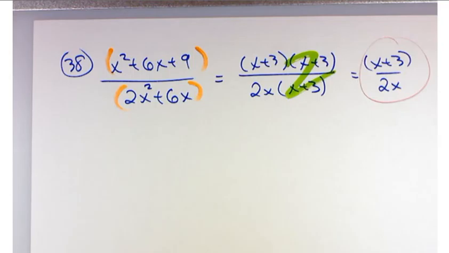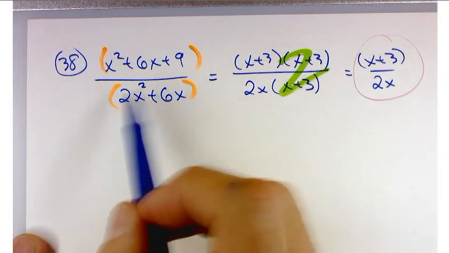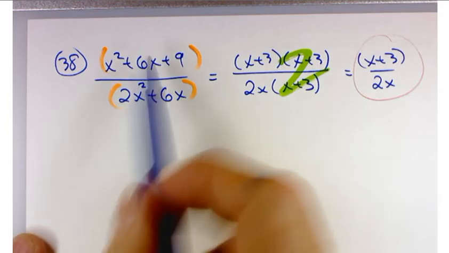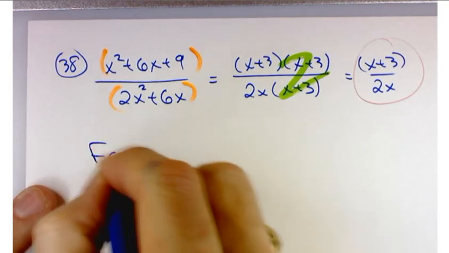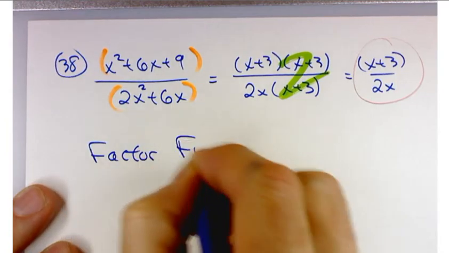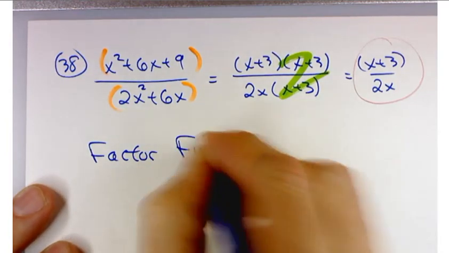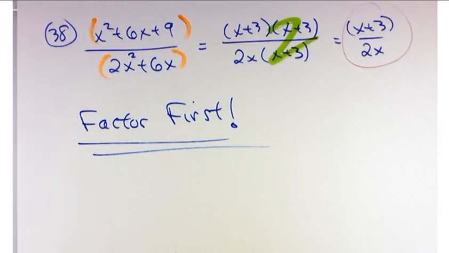Now this first problem illustrates a lot of what you're going to have to worry about in this section. That is, when you're trying to reduce these expressions, whether they're by themselves or multiplying or dividing, you have to factor these things first, period. So factor first. That's what you're going to have to keep in mind as you do problems the rest of the way.